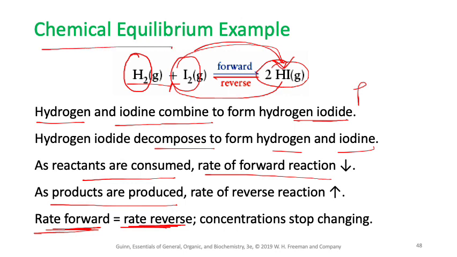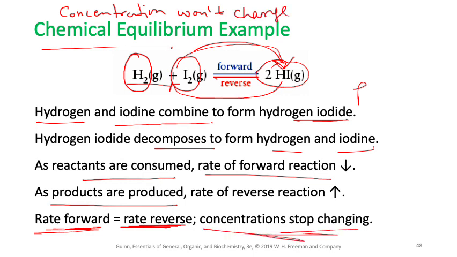And at this chemical equilibrium, the concentration won't change anymore, right? The concentration stops changing, but the reaction is still going back and forth. The reaction won't stop, only the change in the concentration won't happen anymore. So this is called chemical equilibrium.